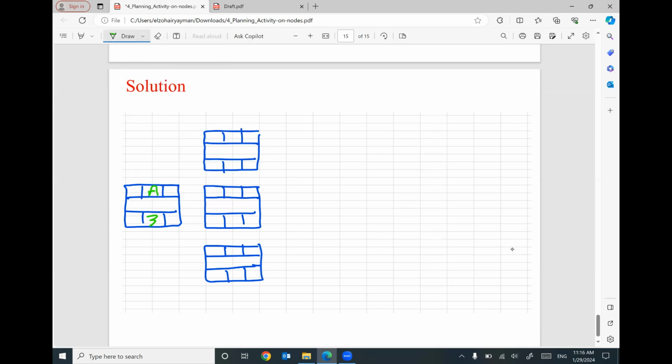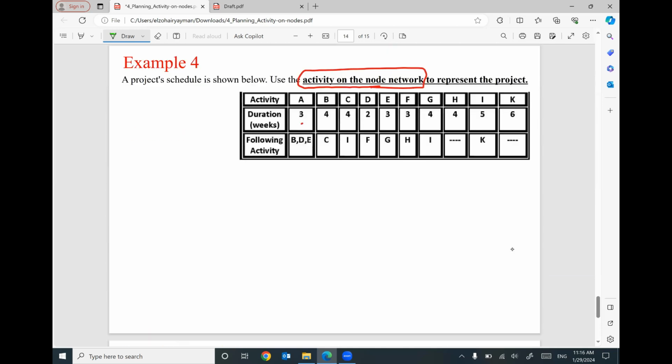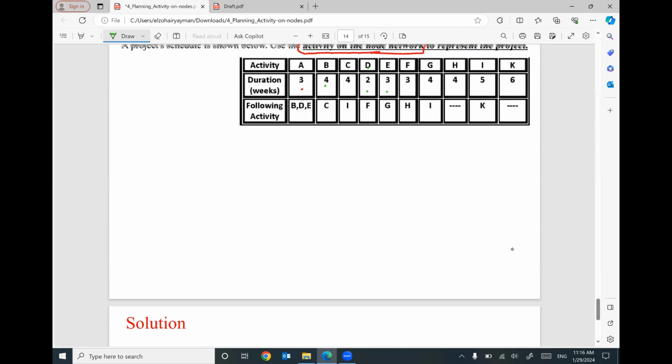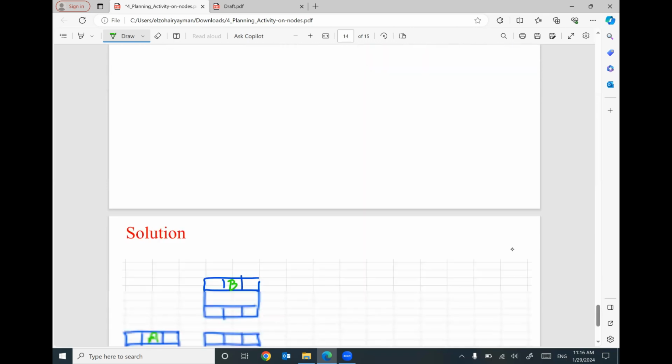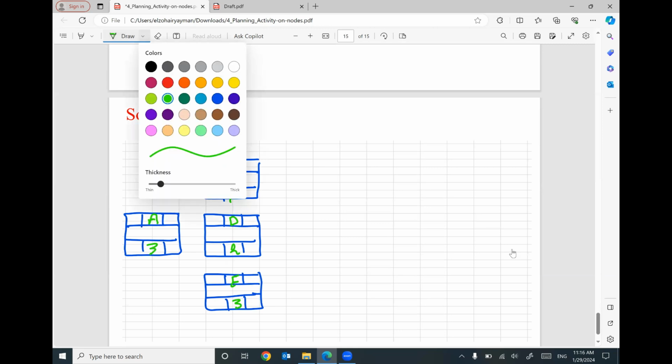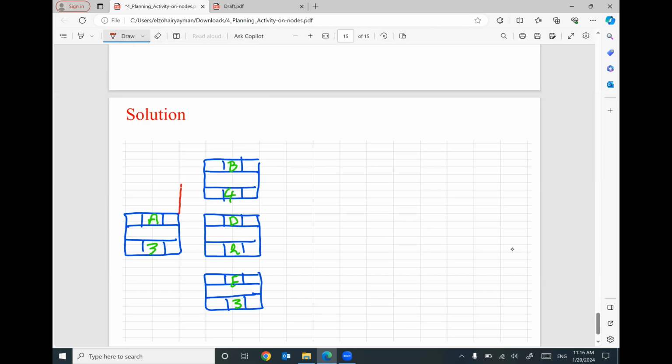The first activities will be B, D, and E. The duration of each activity: for B is 4, for D is 2, and for E is 3. Be careful. This is B, has a duration 4. This is D, has a duration 2. This is E, has a duration 3. The next activity, make sure you put your relationship. So after A, I will start B. After A, I will start D. After A, I can start E.